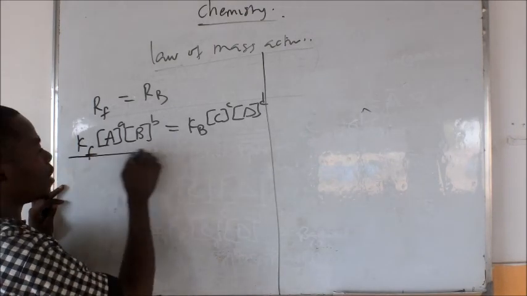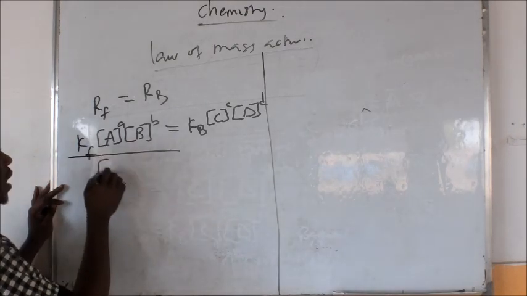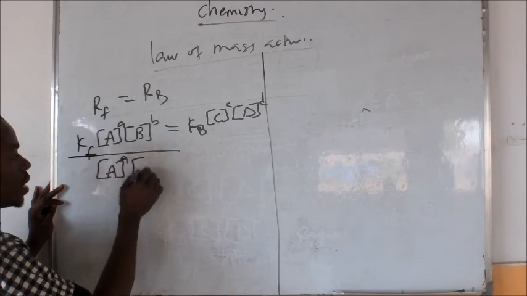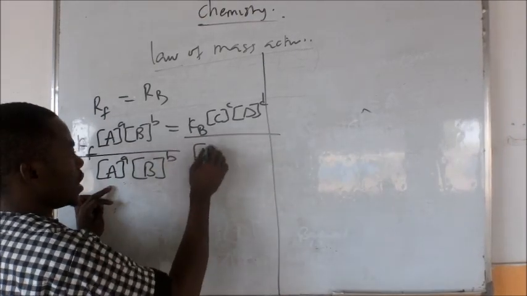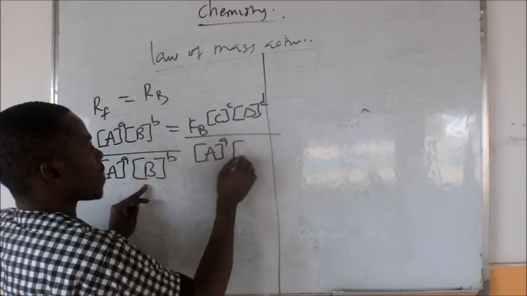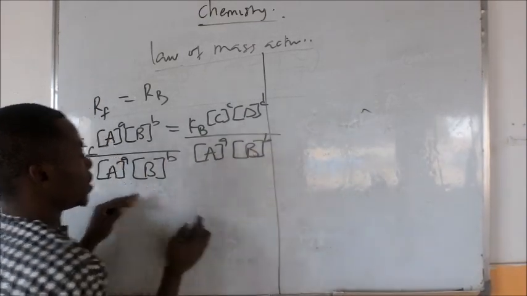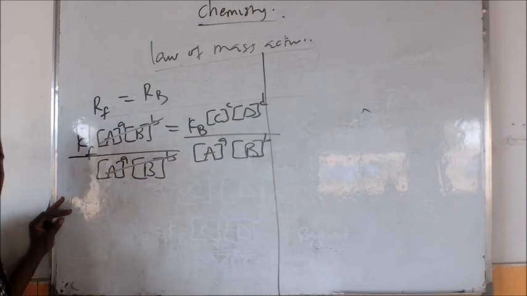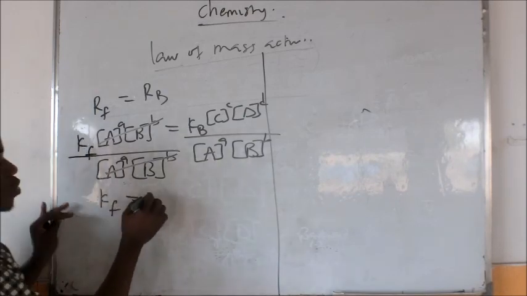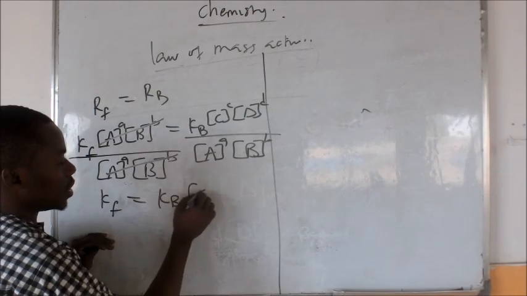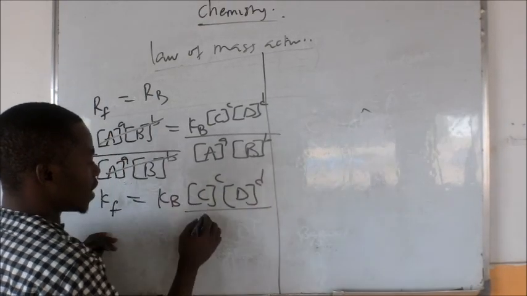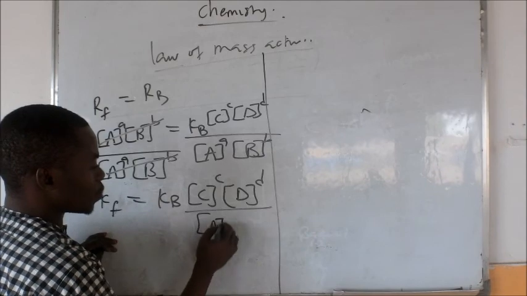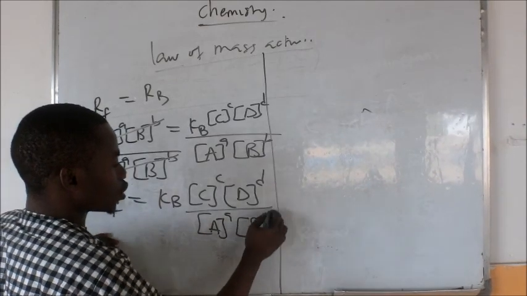Let's first divide both sides by A raised to power a and B raised to power b. This one will cancel this one, and then you have Kf to be equal to Kb, C raised to power c, D raised to power d, divided by A raised to power a and B raised to power b.